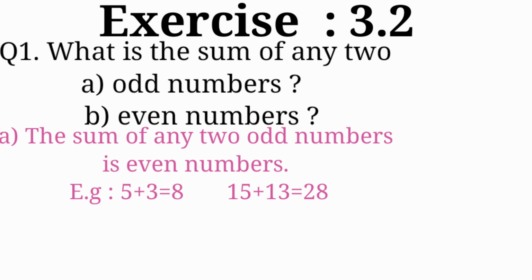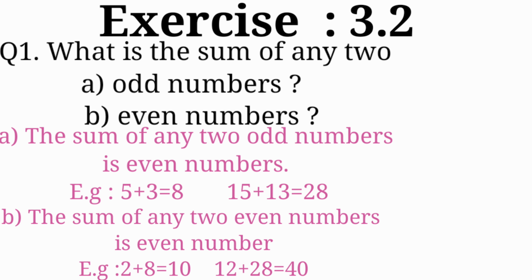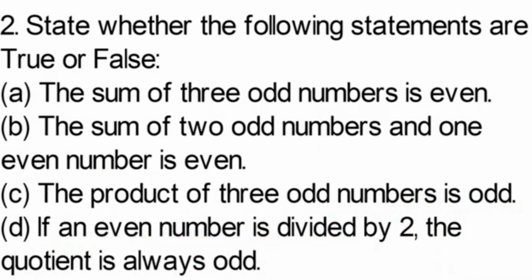Got it, students? B part is, the sum of any two even numbers, the answer would be an even number always. First of all we have to write the rule: the sum of any two even numbers is always an even number. For example, 2 plus 8 is equal to 10, 12 plus 28 is equal to 40. Very simple, students, understood?